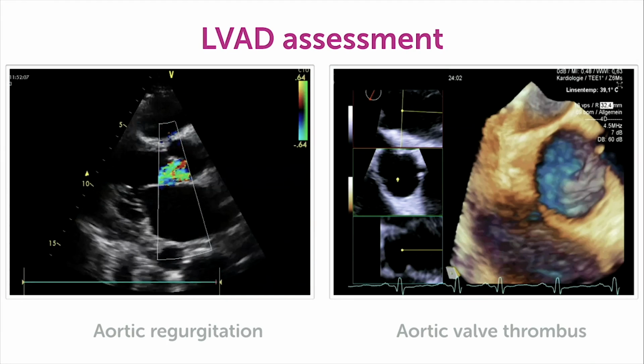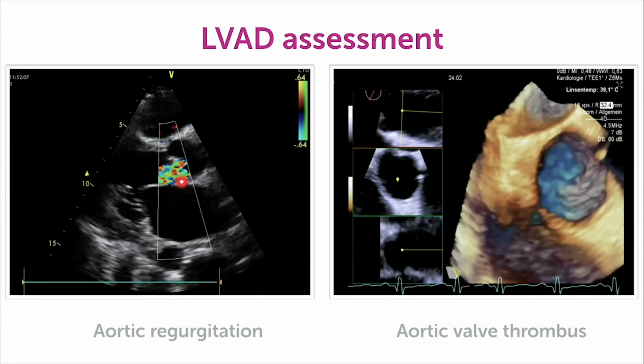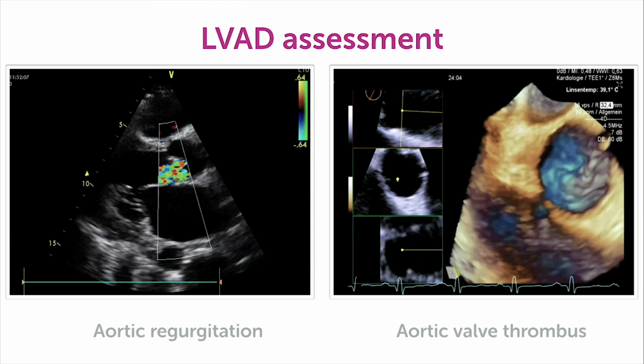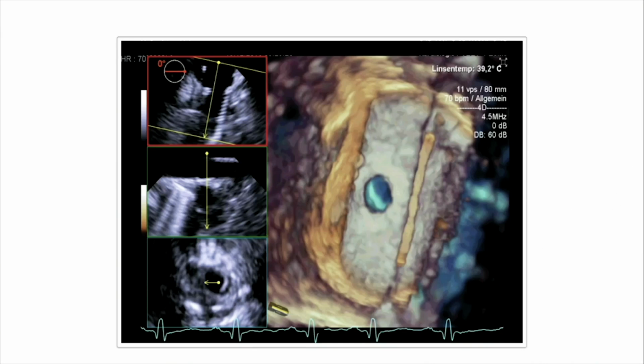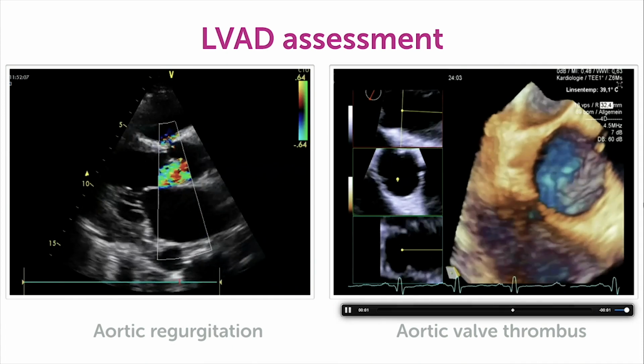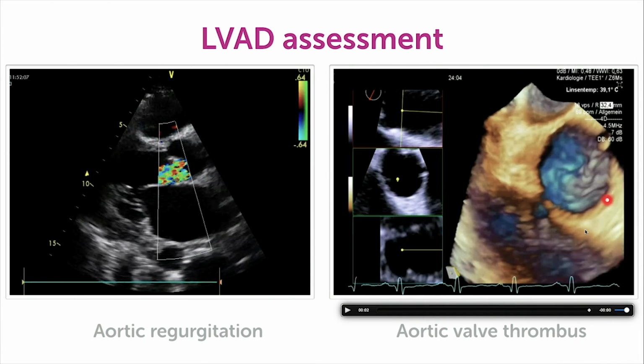Here you have a different patient showing aortic regurgitation again. This is just a beautiful image showing you the insertion of the cannula. You can look at all sorts of things here. In this patient we had a thrombus. Let me go back to this here on the right-hand side. You see there's actually a thrombus in the aortic valve. This is one of the complications you can have with LVADs.